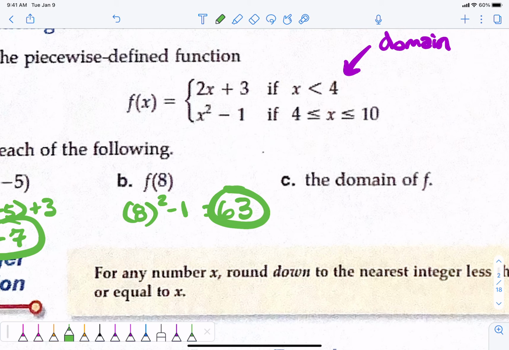We have a rule for any negative numbers, right? Any number that's less than 4 will work. I have a rule for any number between 4 and 10, but you guys have already asked me, what happens if a number is greater than 10? You can't do it.